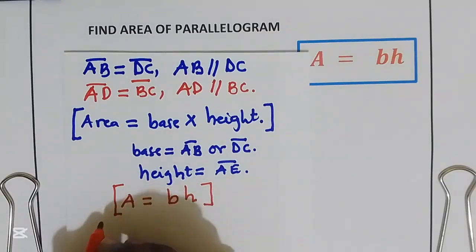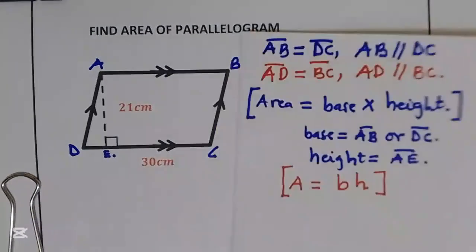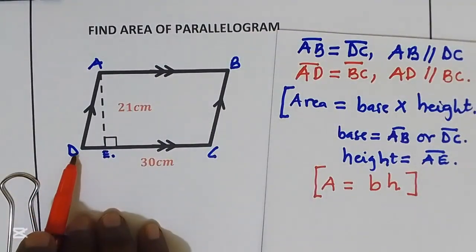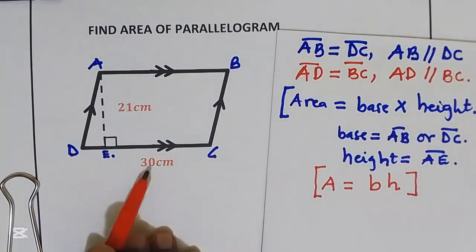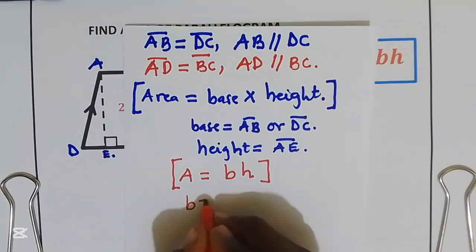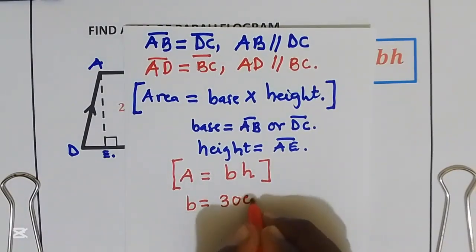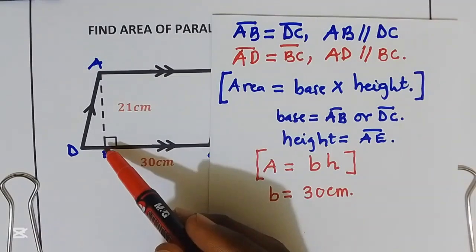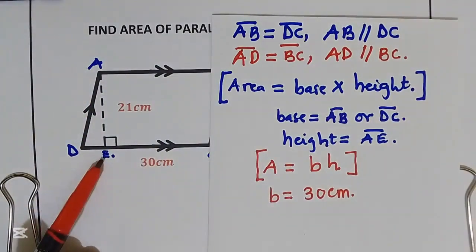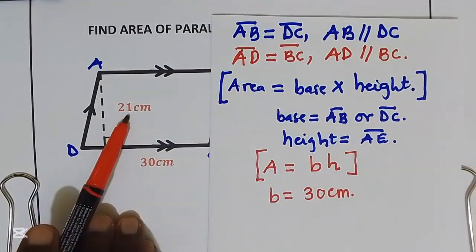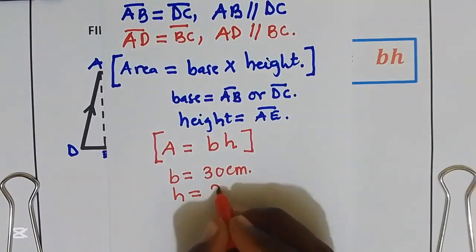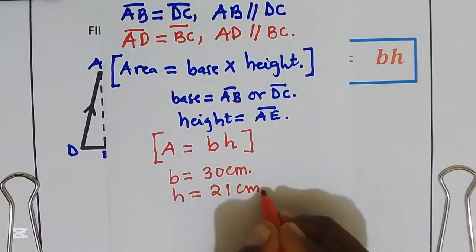For the case of our question, our base is distance DC, which is equal to 30 centimeter. Our base is equal to 30 centimeter. And our height is distance AE, which is equal to 21 centimeter. Our height is equal to 21 centimeter.